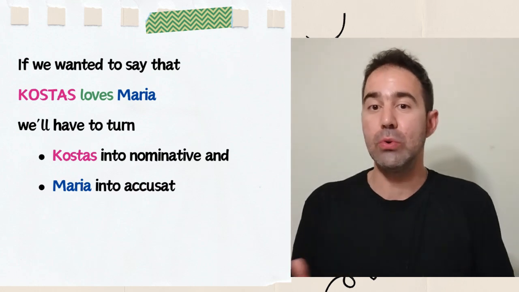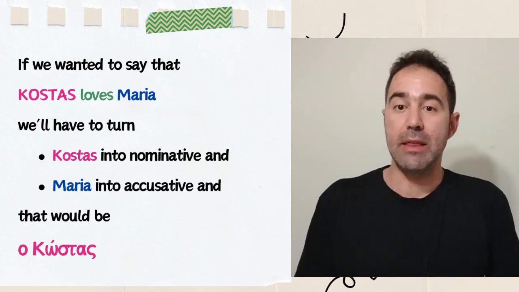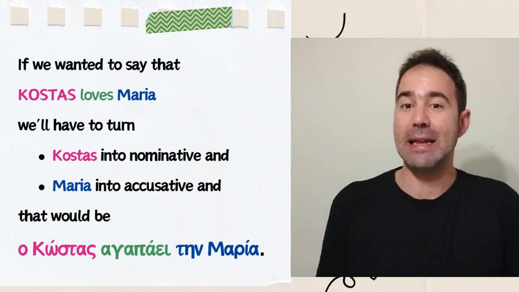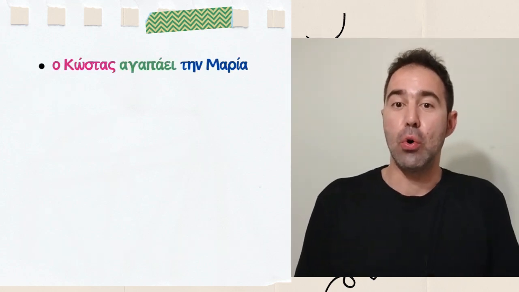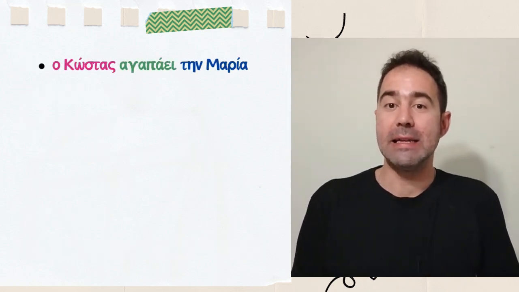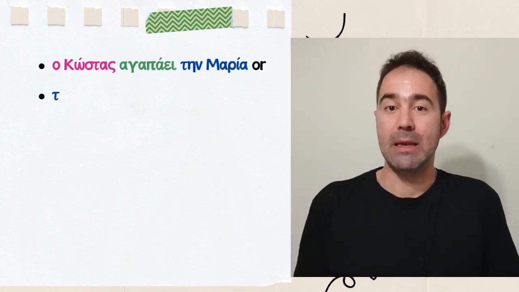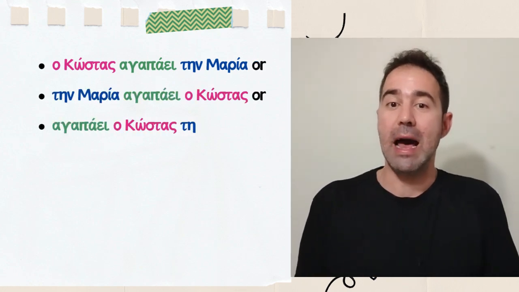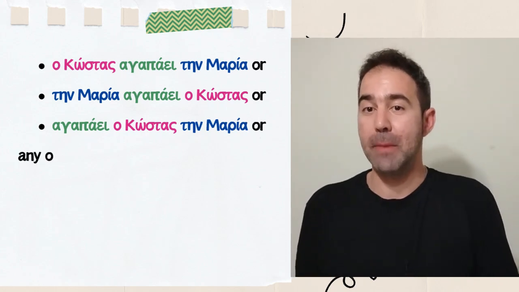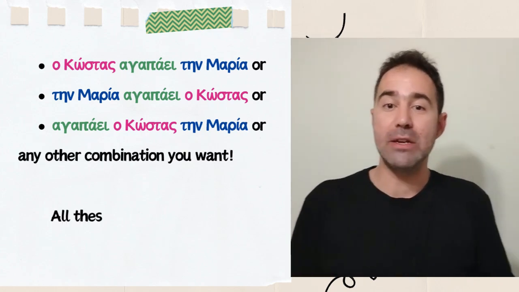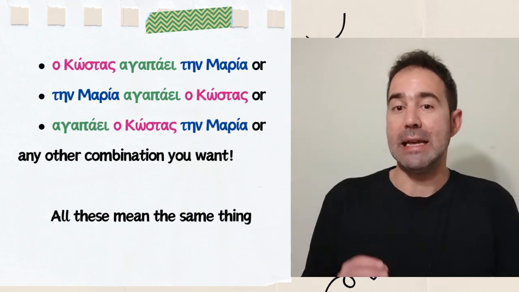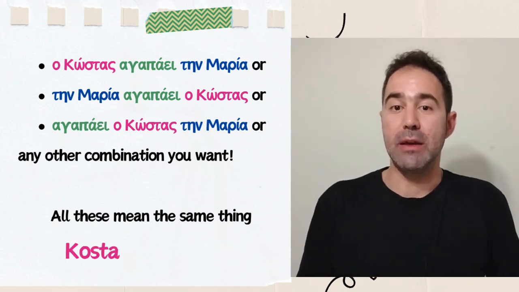If we wanted to say that Kostas loves Maria, then we'll have to turn Kostas into nominative and Maria into accusative. And that would be ο Κώστας αγαπάει την Μαρία. Ο Κώστας αγαπάει την Μαρία. Or την Μαρία αγαπάει ο Κώστας. Or αγαπάει ο Κώστας την Μαρία. Or any other combination you want. All these sentences mean exactly the same thing.